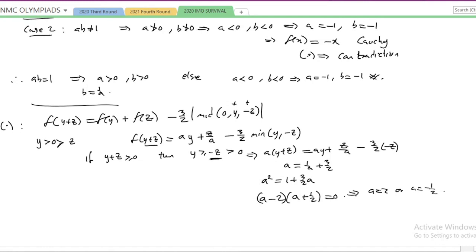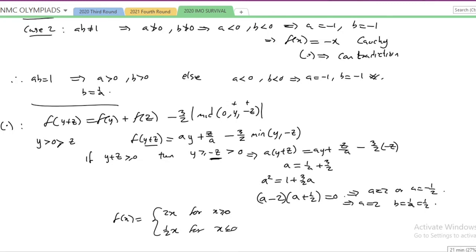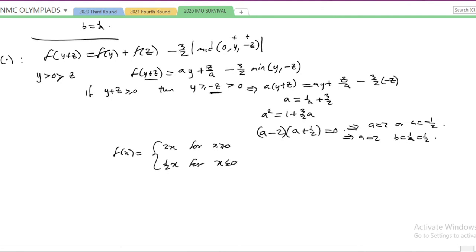Alright, but a must be positive. So we have a is 2, and then b, which is 1 over a, is half. So this means for this function to exist, you only have one option: 2x for x greater or equal to 0, and half x for x less than or equal to 0. Okay, so just need to check this for the remaining ones, and then that'll be it.